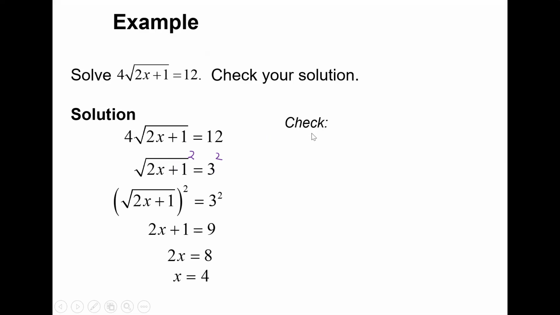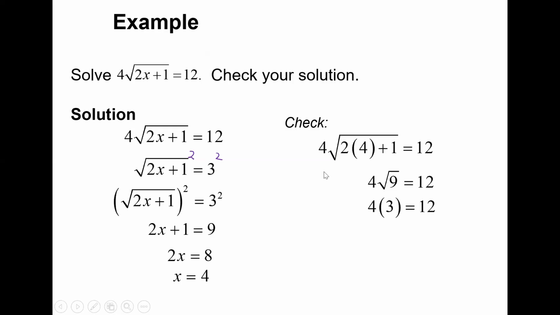Now we're going to go check and plug it back into the original. So we'll have 4 times the square root of 2 times 4 plus 1 equals 12. Well, that's going to be 9. The square root of 9 is 3. 3 times 4 is, guess what? It's 12. So it does work.